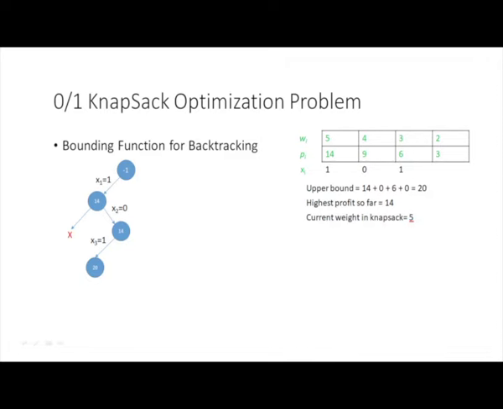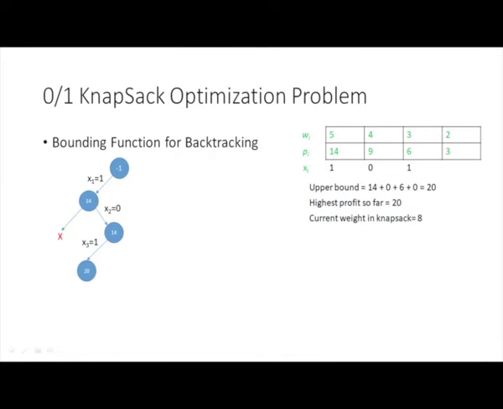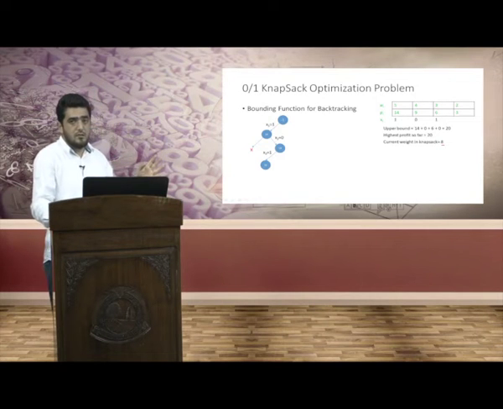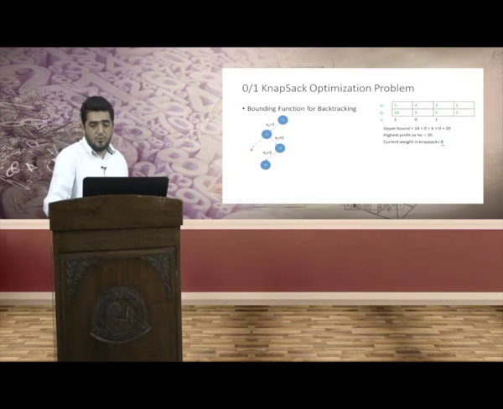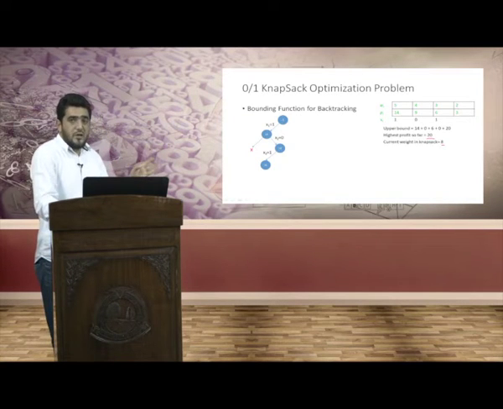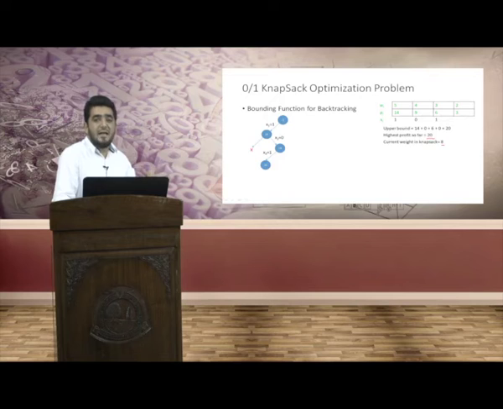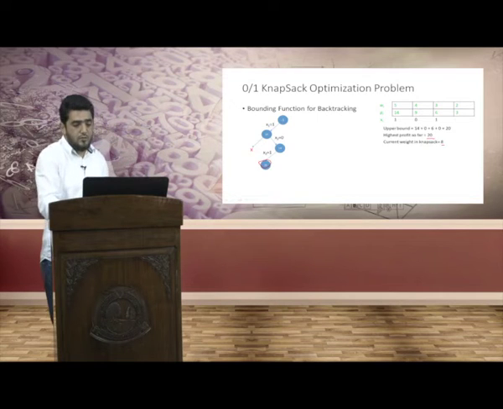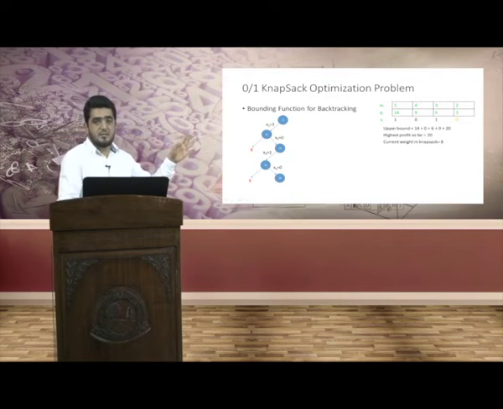So that is why we were able to continue in this particular direction, and up to this point the knapsack is full. The current weight has changed here, as you can see on the screen, to 8, and the highest profit so far is now 20. At this point we cannot add any more items to the knapsack, so the left child of this current node cannot be generated. It will be treated as null.